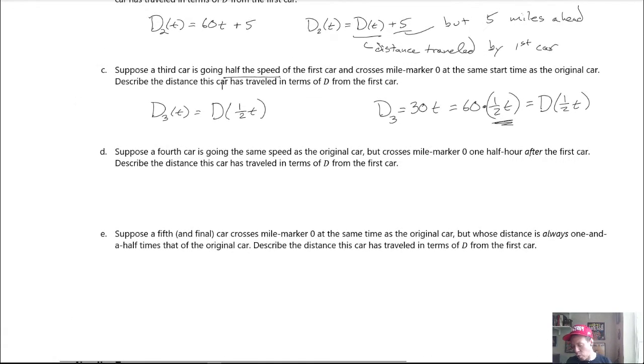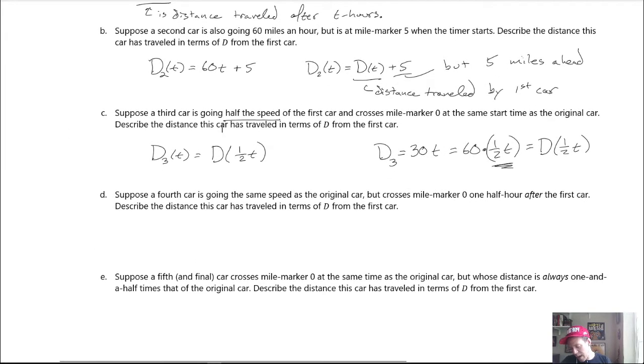All right, we now have a fourth car. It's going the same speed as the original car, but it crosses mile marker 0 a half hour after the first car. So the time is a half hour delayed, right? So it's a half hour after the first car.